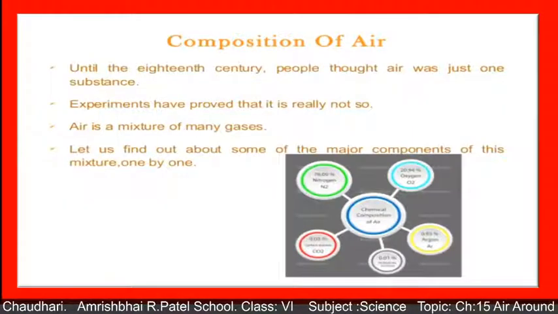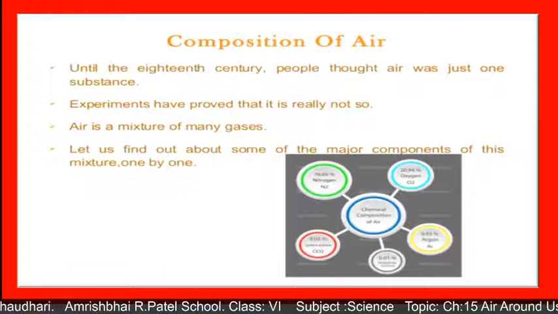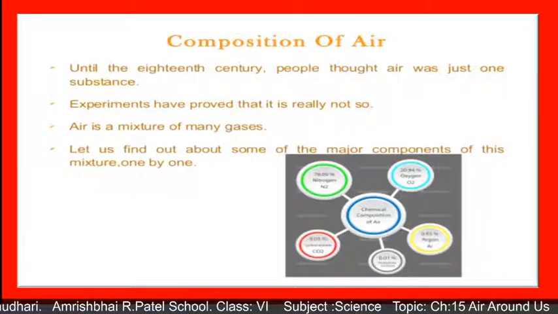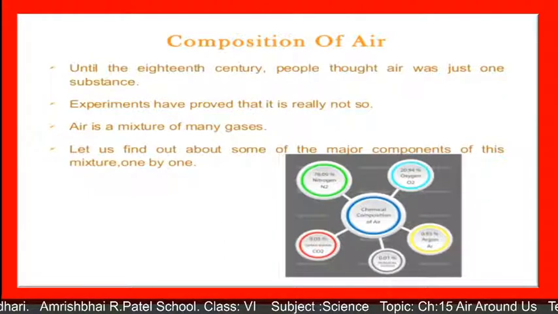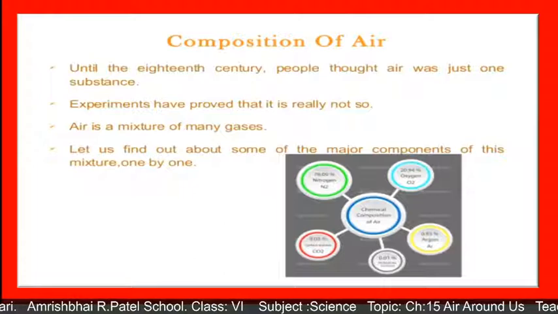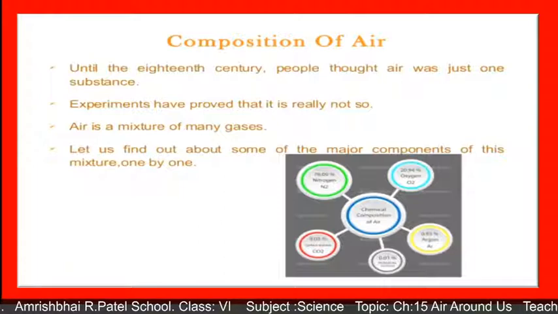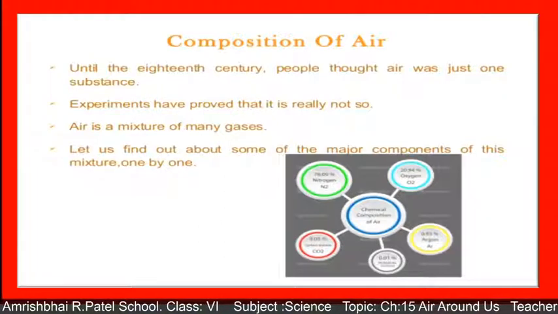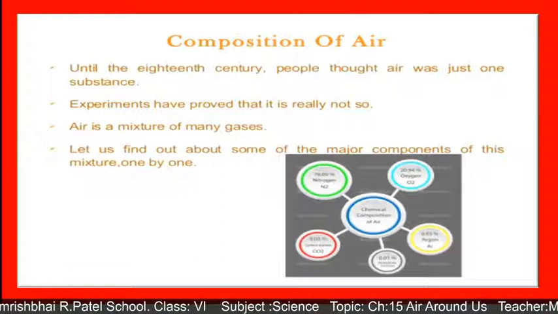Now, by which gases is air made of? Now we will see the composition of air. Until the 18th century, people thought the air was just one substance only. And experiments have proved that it is really not so. Air is not just one substance, it is a mixture of many gases. Let us find out about some of the major components of this mixture one by one.